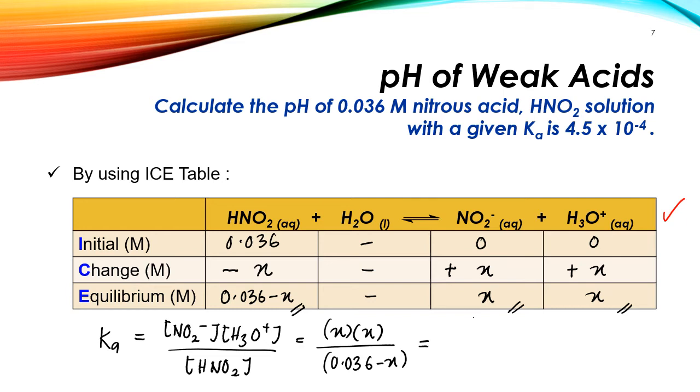So the Ka value is given as 4.5 exponent negative 4. So that's the expression of the Ka for this reaction. Now, how can we determine the value of X so that we can determine the pH for this solution?